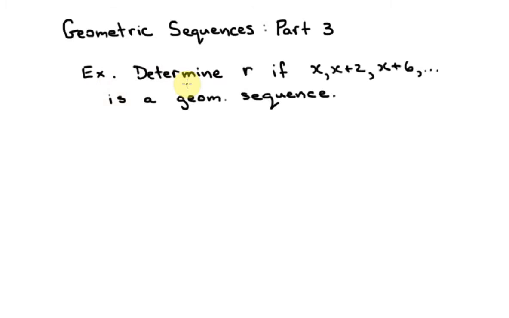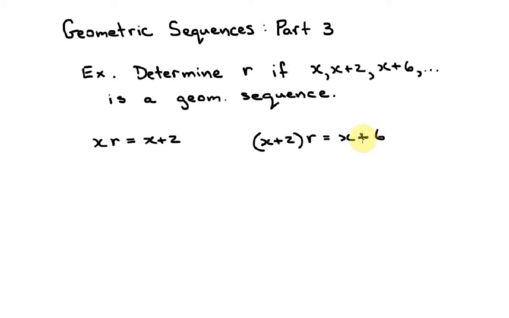Here it says, determine r, the common ratio, if x, x plus 2, x plus 6, and so on is a geometric sequence. So how do we tackle one with this kind of abstract start? Well, we just base it on what we know. We know that the first term x times r is going to equal the next term. That's just the way it is when you're dealing with a geometric sequence. And similarly, if I take the second term, which is x plus 2, and multiply that by r, that's going to equal the next term.